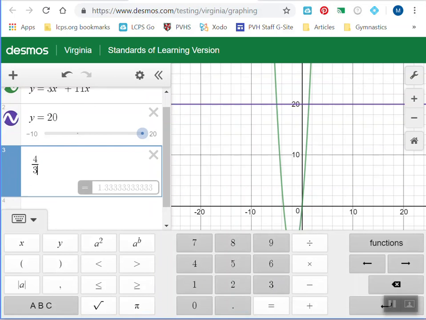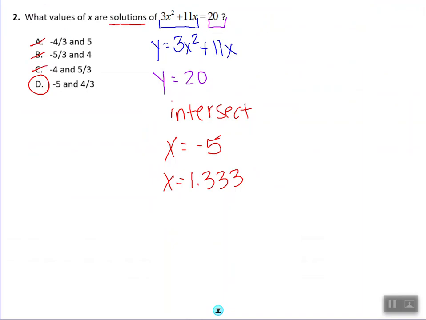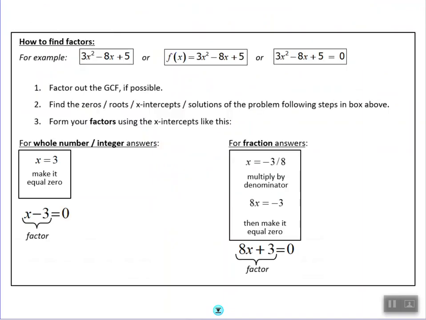The fraction was 4/3, and we can make sure that that gives us the same decimal, 1.3 repeating. So we're good. Now let's take a look at factors.